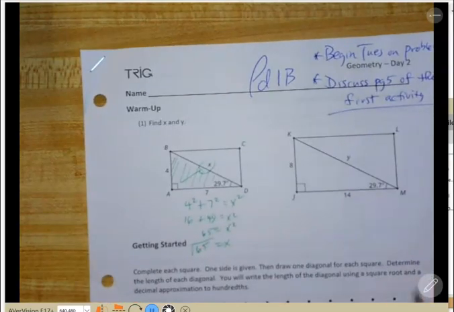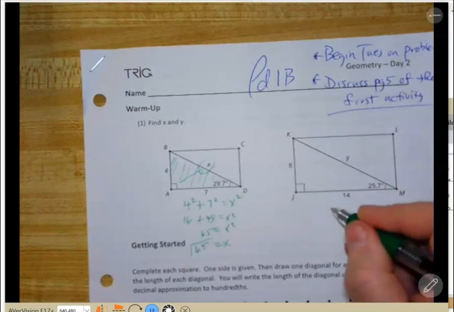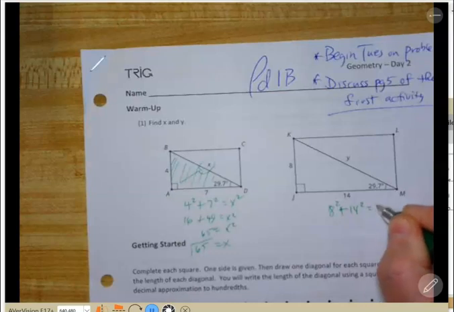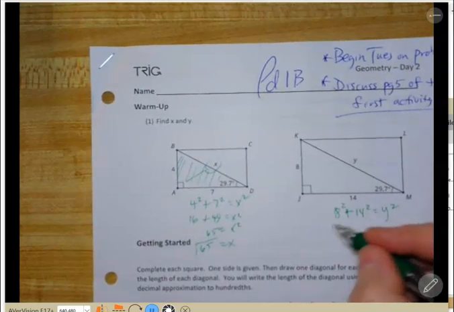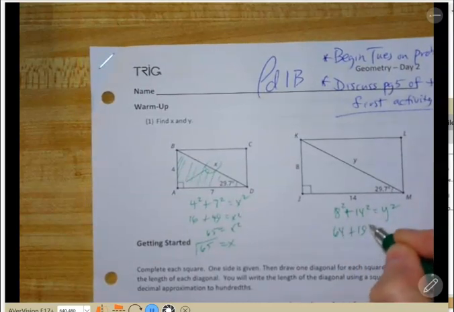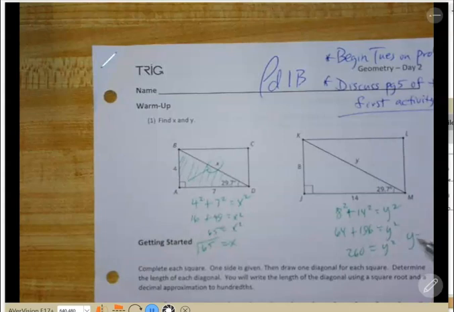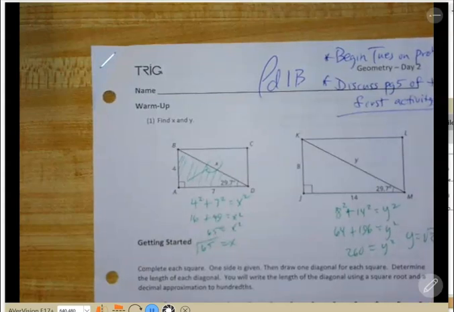Y has a couple of different ways of getting there. One way would just simply be to use the Pythagorean theorem again. So we have 64 plus 196. So y squared is 260. So y is the square root of 260.